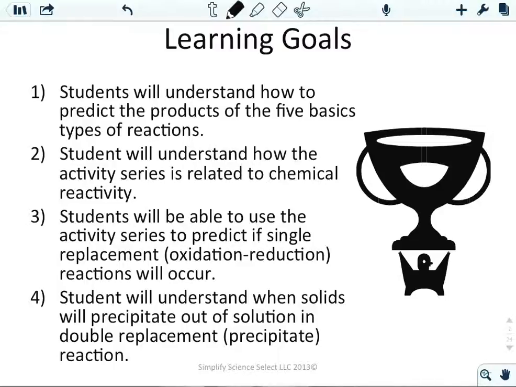Number 2, students will understand how the activity series is related to chemical reactivity. So we're going to try to figure out what the activity series is and how it is related to how reactive something is. Number 3, students will be able to use the activity series to predict if single replacement or oxidation reduction reactions actually occur. So we're going to look at, well, do all reactions happen? Just because we put two things together, is it going to happen? So we're going to try to figure out how we can predict if a single replacement reaction will occur.